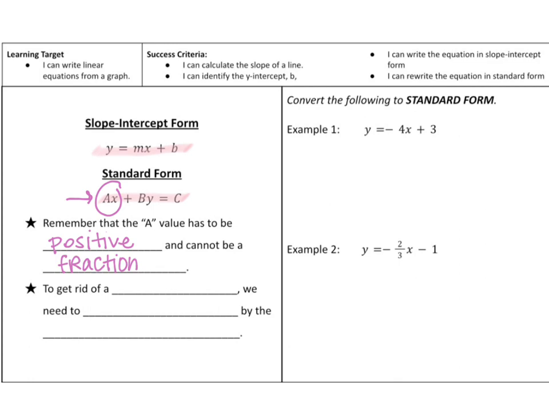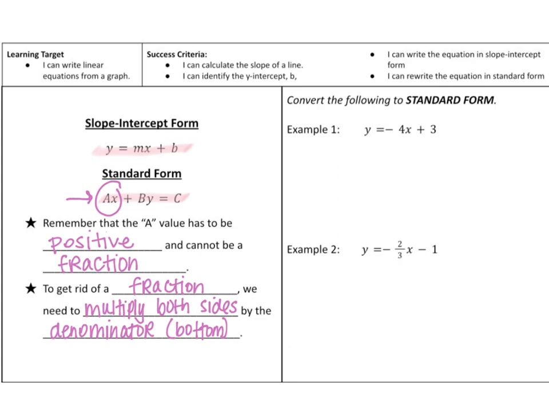Now, if we have a fraction, to get rid of that, we're going to multiply both sides by the denominator of the fraction. So to get rid of a fraction, you're going to multiply both sides by the denominator, which is the bottom of the fraction.